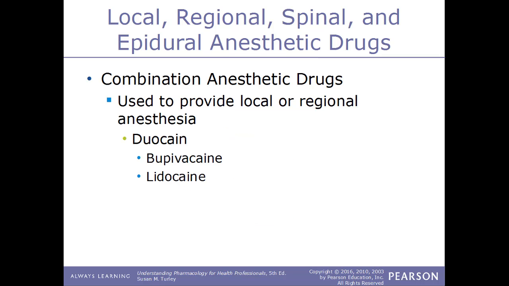Like many other of the drugs that we've covered in the various body systems, it's common to see combination drugs, and that's the case here with anesthetics. And these are used to provide local or regional anesthesia. A good example of this kind of drug would be Duocaine. This is a combination of the drugs bupivacaine and lidocaine.